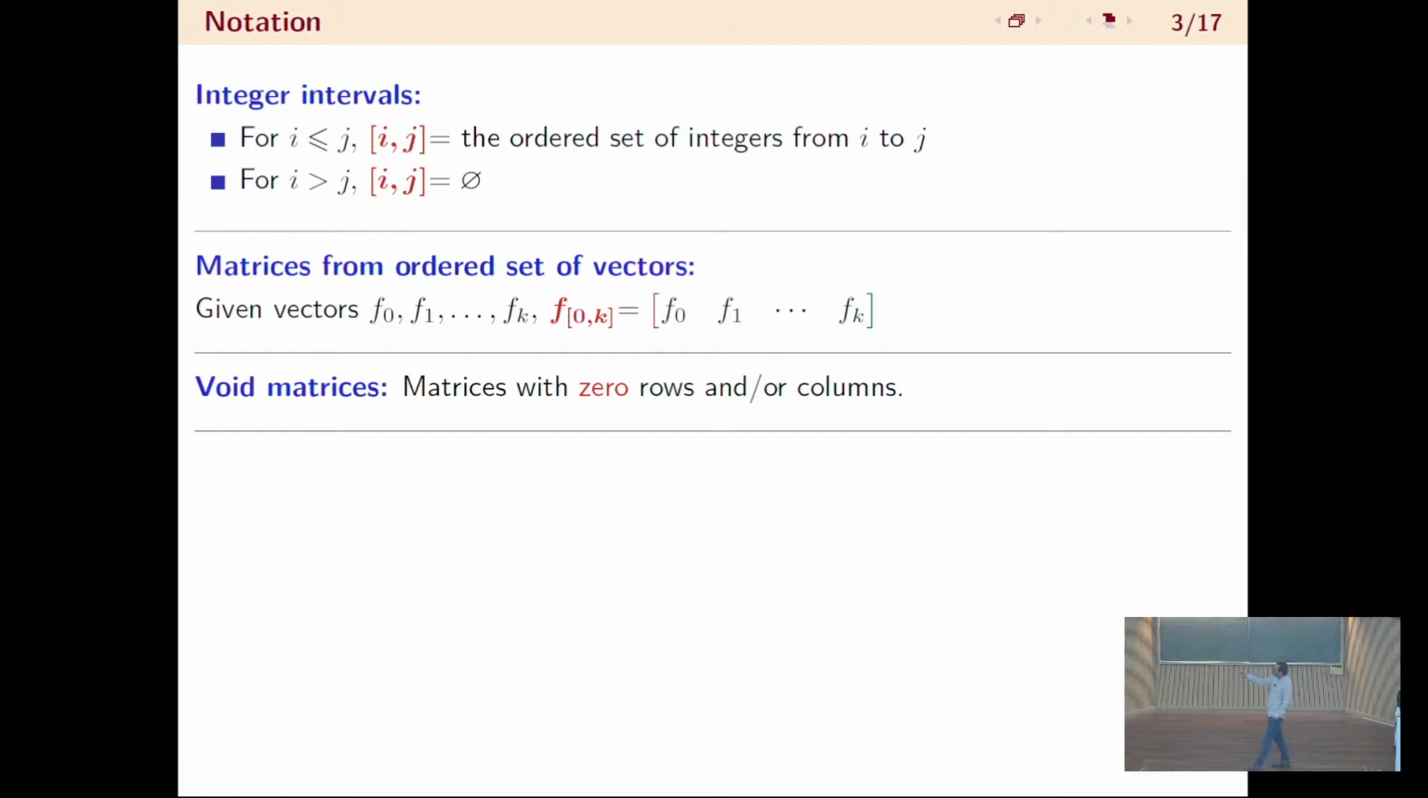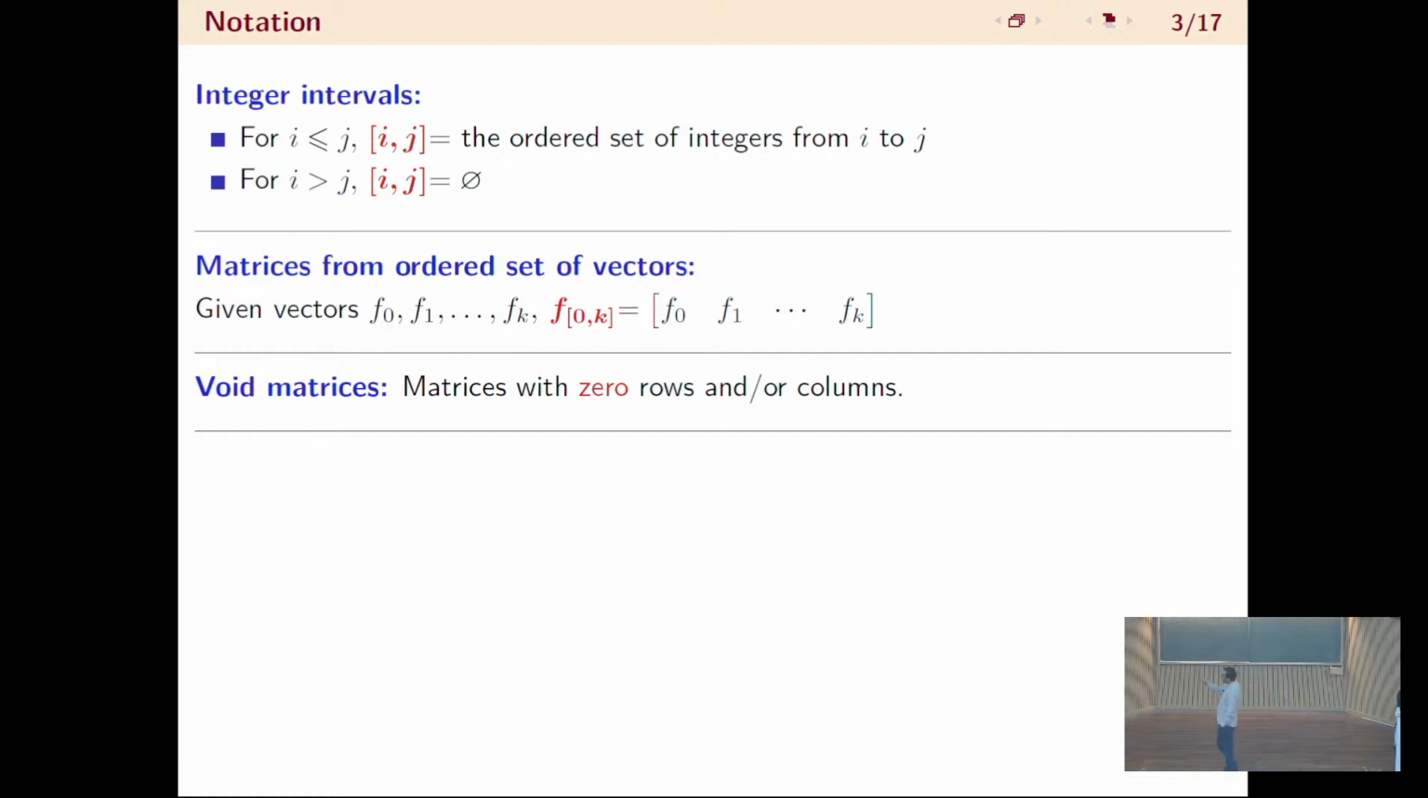For a given set of vectors f_0, f_1, ..., f_k, all with the same dimension, I'm going to denote the matrix which has these columns f_0, f_1, ..., f_k by this notation f_[0,k]. And I'm going to also freely use sometimes f_[i,j]. So it starts from f_i and ends at f_j.